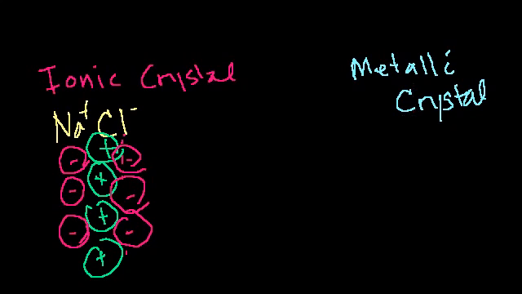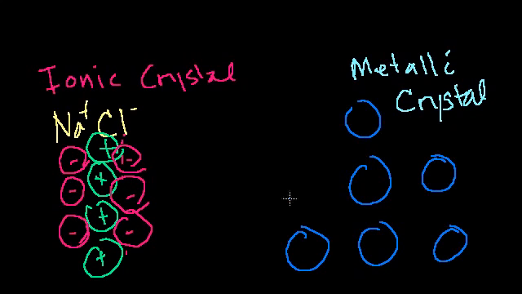Now the metallic crystal we've talked a lot about. Metals, they like to get rid of their electrons, or not get rid of them, they like to share them. So what happens is, let's say in the case of iron, you have a bunch of iron atoms. This is all iron. And their electrons are allowed to roam free in the neighborhood.